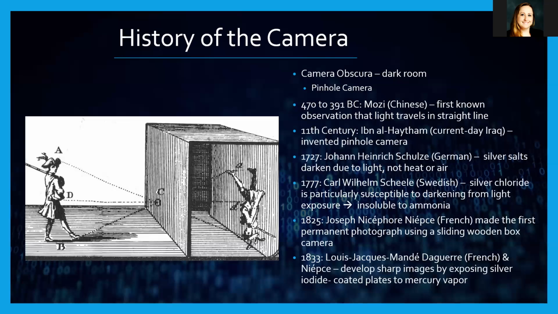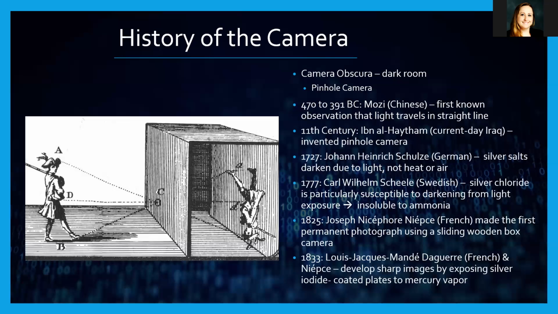In 1727, the German scientist Johann Heinrich Schultz discovered that silver salts darken when exposed to light alone, and they are not influenced by heat or air. 50 years later, Swedish chemist Carl Wilhelm Scheele discovered that silver chloride was especially susceptible to darkening from light exposure, and that once it darkened, it became insoluble to ammonia solutions.